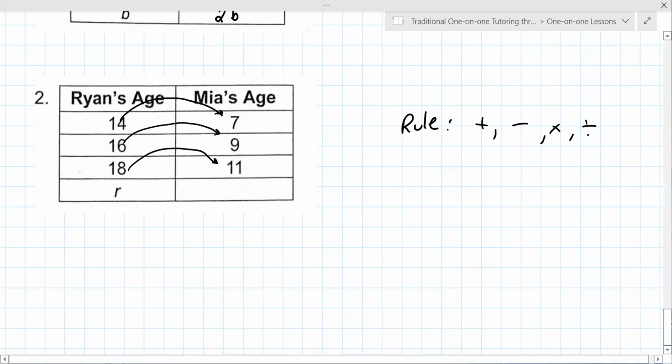So if you divide by 2, it has to work for all of them. That wouldn't work. Is it subtract? It is subtract. What are you subtracting each time? You're subtracting 7. Yes. So the question is, is it 7 minus R or R minus 7? R minus 7. Yes.